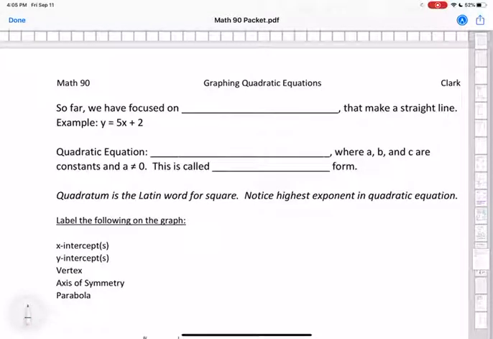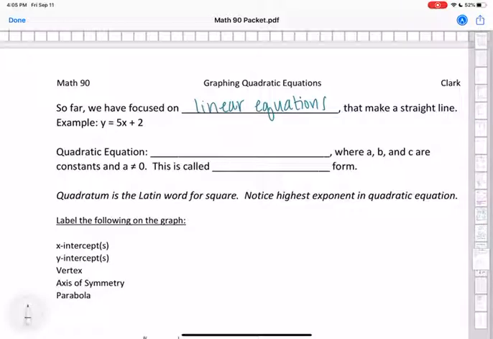Welcome back, everybody. This is section 6.1, graphing quadratic equations, and this is in that big packet that we've been working in. So far, we have focused on a couple of things. We've looked at linear equations. Linear, you can see it has the word line in it, they make a straight line.